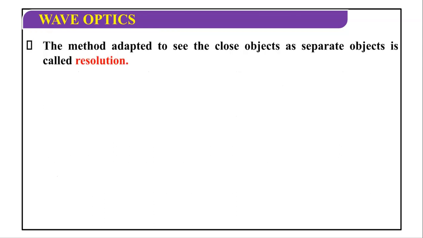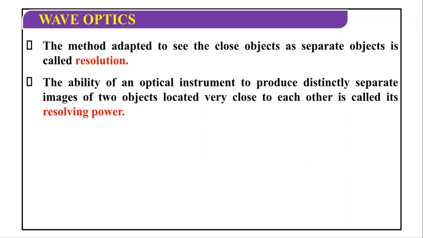So the method adopted to see close objects separately is called resolution. And the ability of an optical instrument to produce distinctly separate images of two objects located very close to each other is called resolving power.